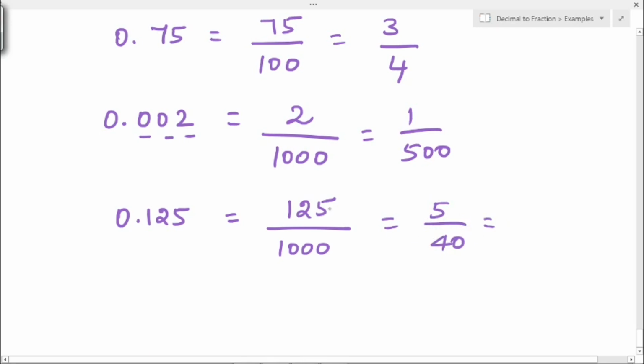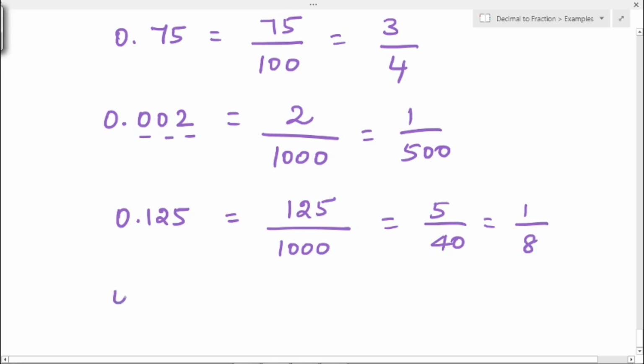Because if you divide it by 25, 125 by 25 is 5 and 1000 divided by 25 is 40. Again you have to simplify this 5 by 40. If you divide it by 5, 1 divided by 8. So the fraction value of 0.125 is 1 divided by 8.